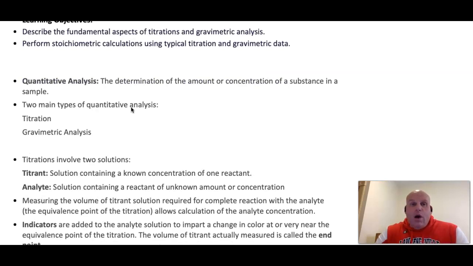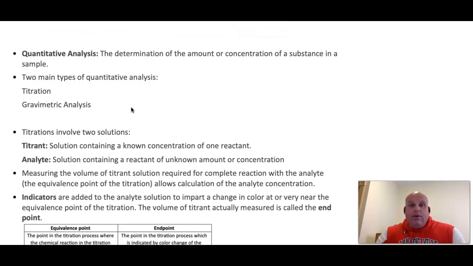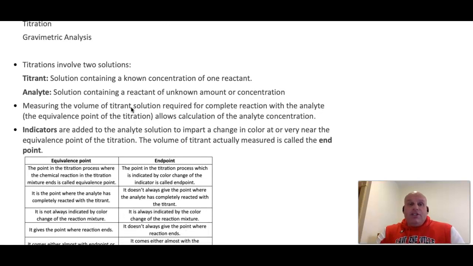When we refer to quantitative analysis, you can see the definition here: determination of the amount or concentration of a substance in a sample. So again, we're talking about real world, real life scenarios here where we would isolate these in a lab setting, but we can also do the calculations along the way, and that's what we're going to work on here. Titration is the first type.